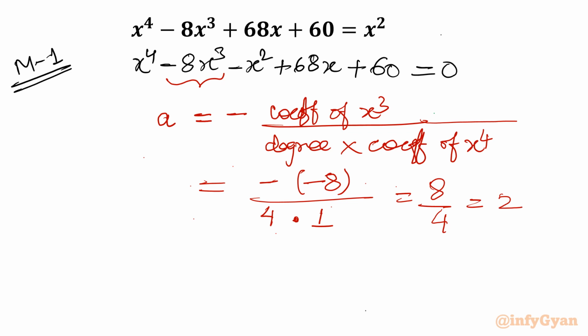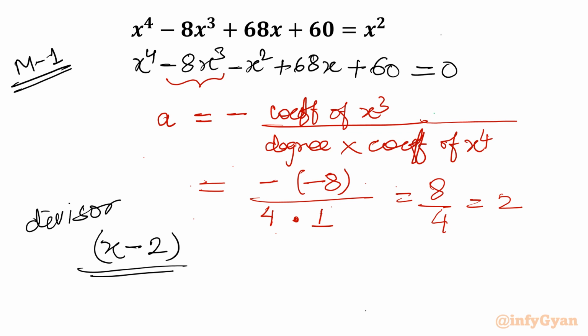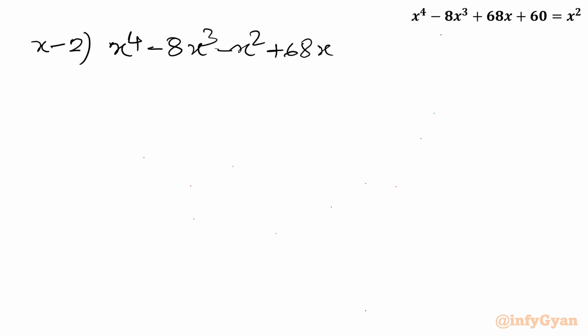That means we have to divide the given quartic equation by this divisor x minus 2 successively. This is our divisor. Let's divide successively. I will write x minus 2, then I will write our polynomial x power 4 minus 8x cube minus x square plus 68x plus 60, and then I will put one line over there. Let me demonstrate one, then I will skip the 2 division.